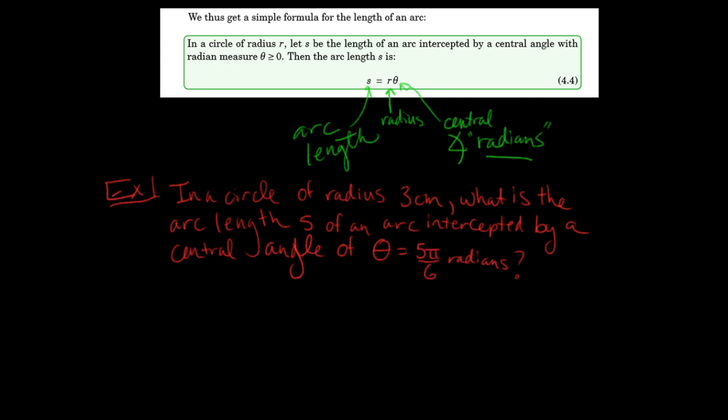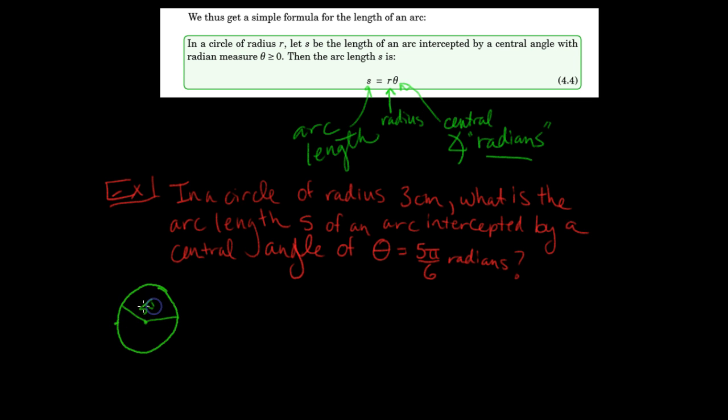First example: in a circle of radius 3 centimeters, what is the arc length S of an arc intercepted by a central angle theta of 5 pi over 6? I don't know if I've really emphasized the central angle. We have talked about it, but with 5 pi over 6, you don't even have to draw the picture to answer this question. 5 pi over 6 is not quite all the way over to pi, which is right here.